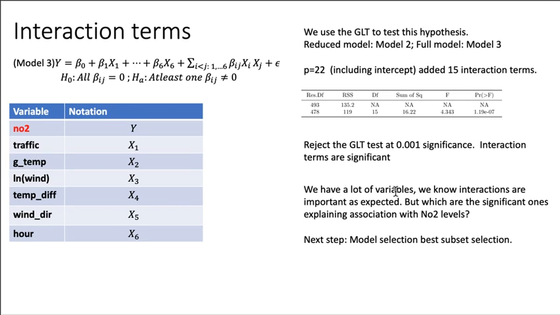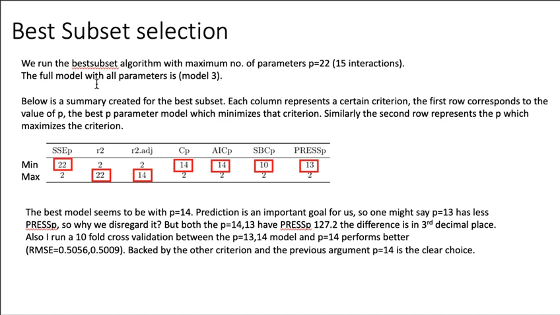So that's a good step, but the thing is, we have a lot of variables now. We know it's significant, but we would like to know which of the interactions are actually important. So the next step would be our model selection procedure. We would use best subset selection to reduce this model to something that has only those terms which are significant. So next we perform the best subset algorithm on the previous model, model 3, which had a total of 22 variables including 15 interaction terms. And I run the code.